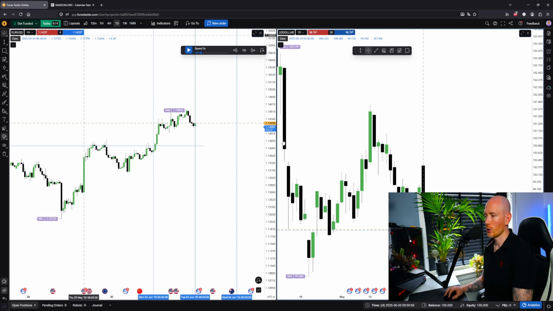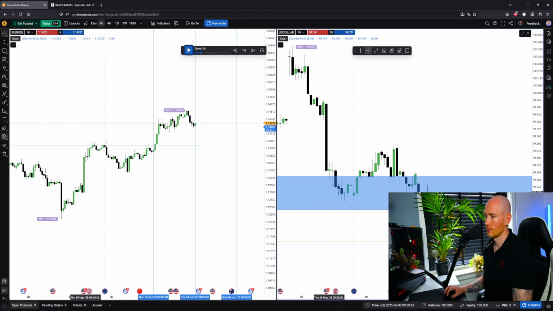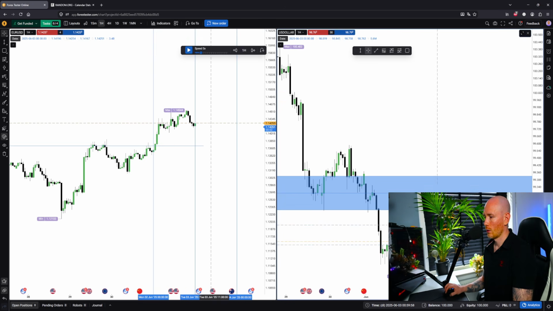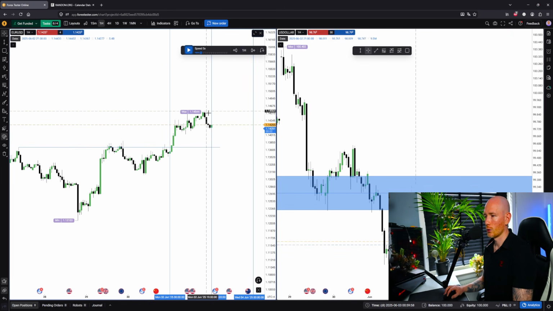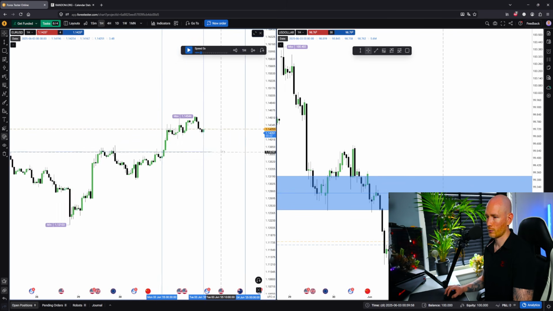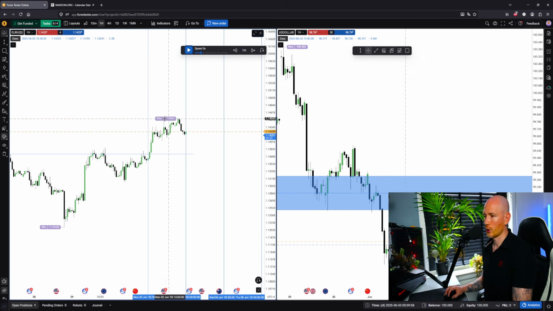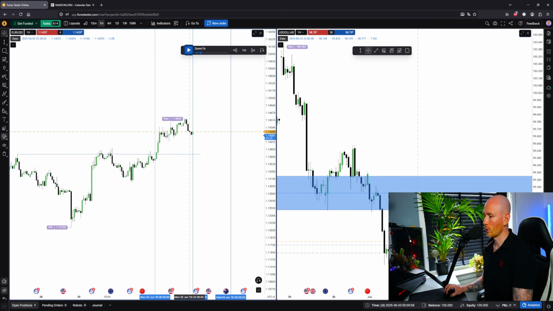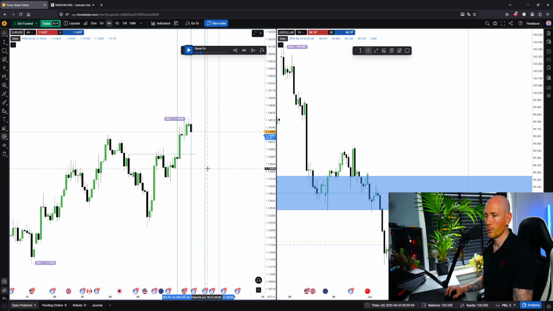Let's go to the 1H. I want to see if there's some sort of SMT. Here we go. We'll keep an eye on that, right? So we did take out the high here. We also did not take out the low, so there's no SMT on the highs yet. Oh, we don't want to have SMT on the highs, by the way. I'm currently mistaken. I think I want to look for a 4H FVG.